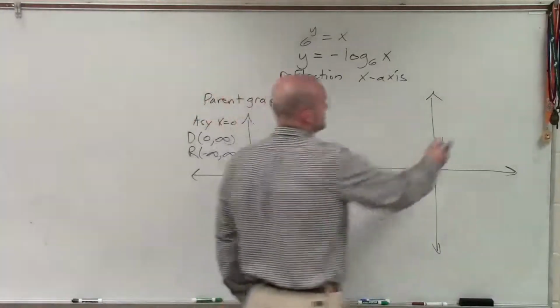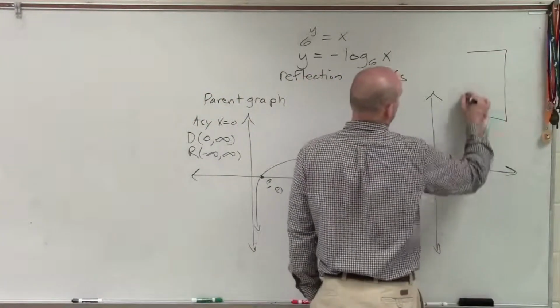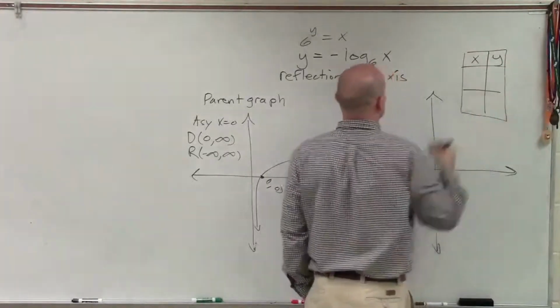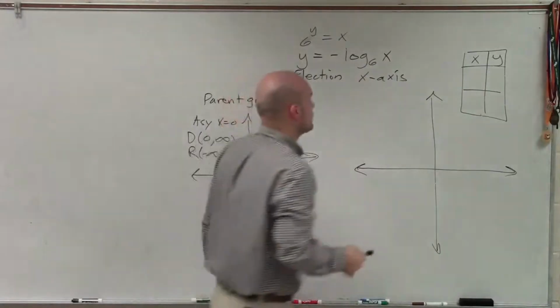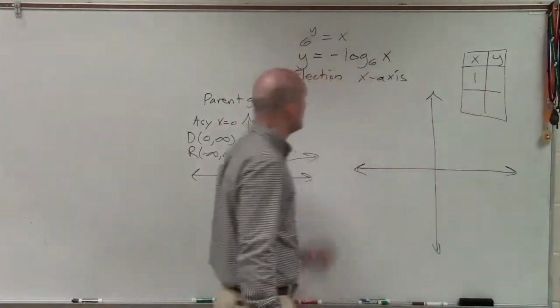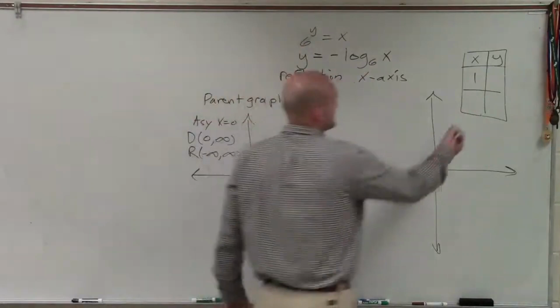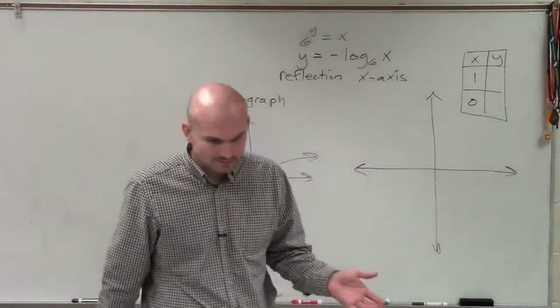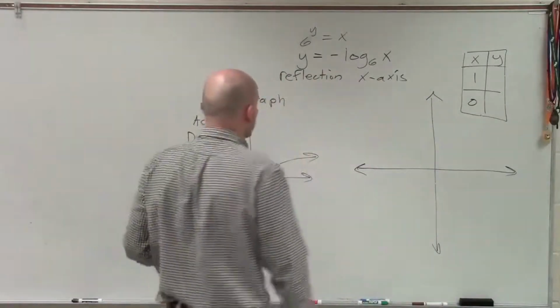So if I use the exponential equation 6 to the y equals x, I'm going to have some coordinate points I want to graph. So I just create a table of values. When I'm graphing, I just want to choose 2 points. The best 2 points that I always like to use are when x equals 1 and when x equals my base, whatever my base is.